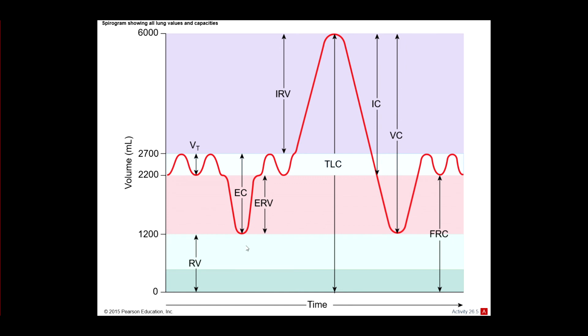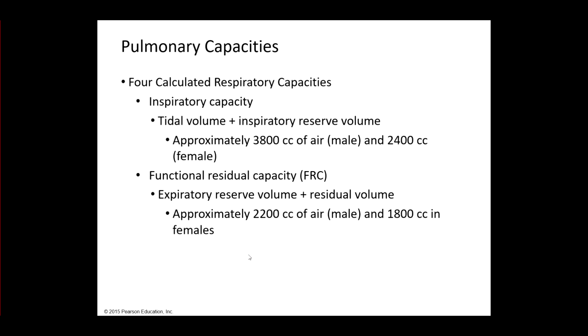Again, tidal volume is normal breathing. Inspiratory reserve volume is the air that we can take in after a normal breath in. Expiratory reserve volume is the amount of air that we can blow out after we blow out a normal tidal volume. Then residual volume is everything that's left in the lung after you've blown out as much air as you can.